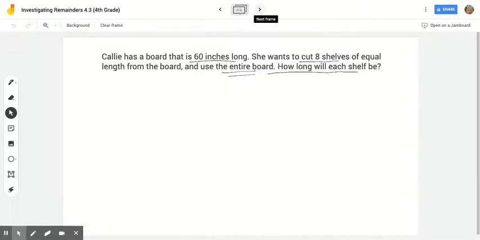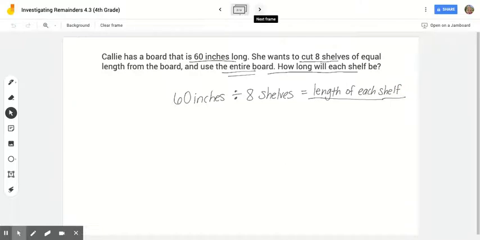Okay, so we know that we're still doing 60 inches divided by 8 shelves. And our answer will be the length of each shelf. Okay, so let's do that. We already know 60 divided by 8 equals 7 remainder 4, right? We already know that. We did it on the last slide. So we have to figure out what to do with the remaining 4 inches.